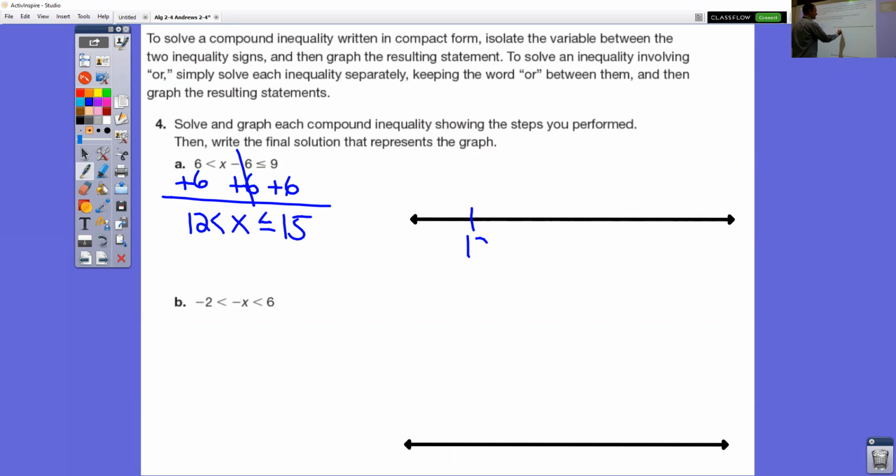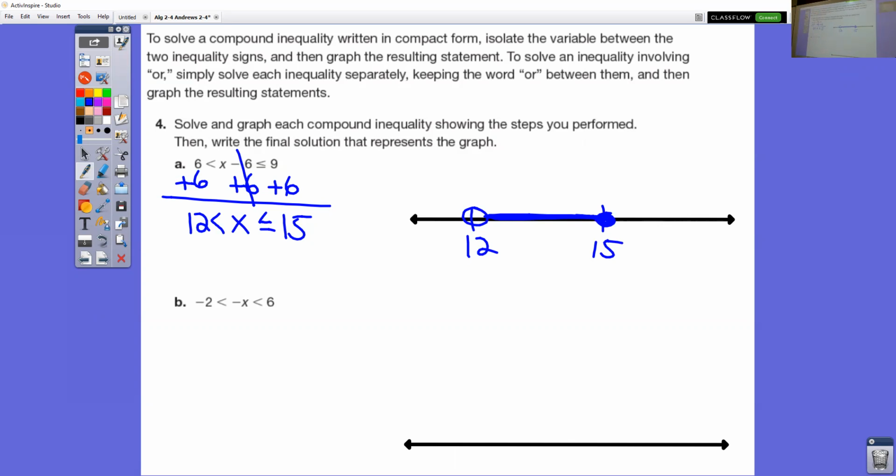When we go to graph this, we would have a 12 and a 15. They're coming together in the middle because it's an "and" statement. We have an open dot at the 12, and we have a closed dot at the 15 because of the "or equal to" sign, and they come together in the middle.